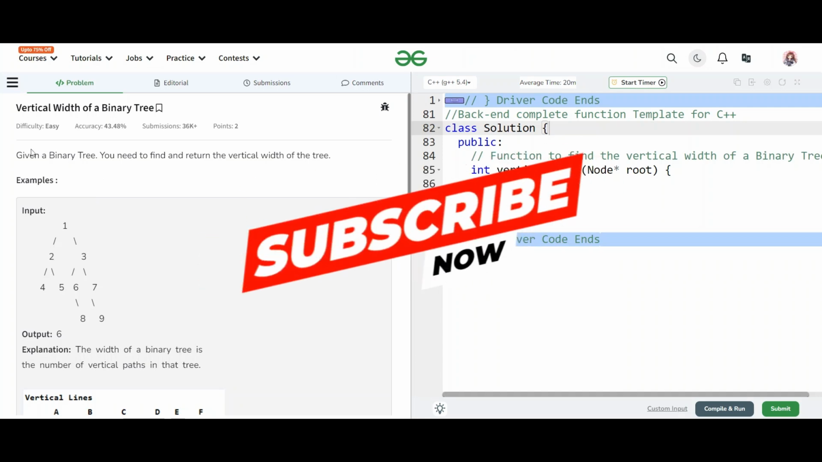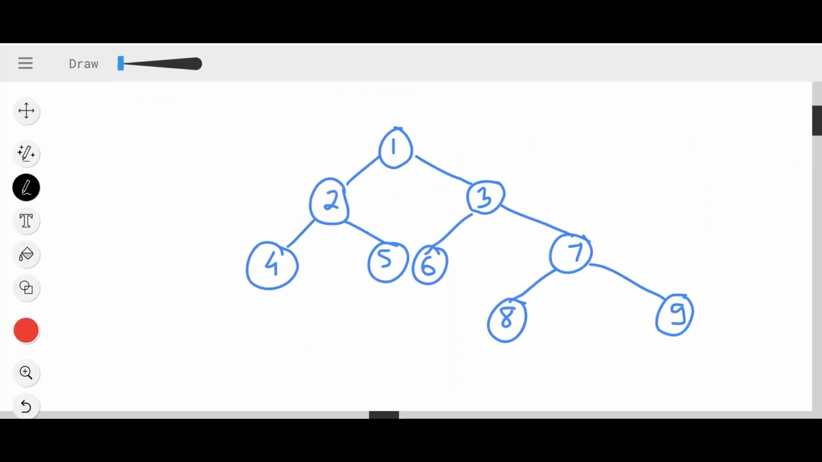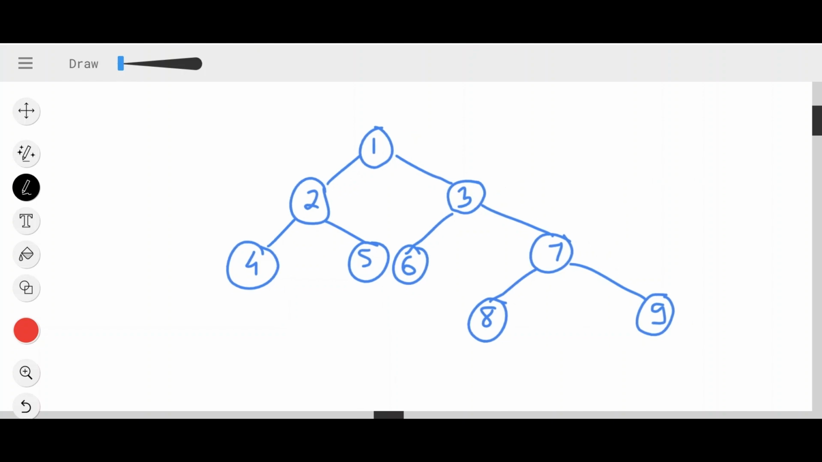So let's solve today's problem. Today's problem is about the vertical width of a binary tree. Now let's see how to solve this problem. Here the problem has asked us to find the vertical width of this tree.